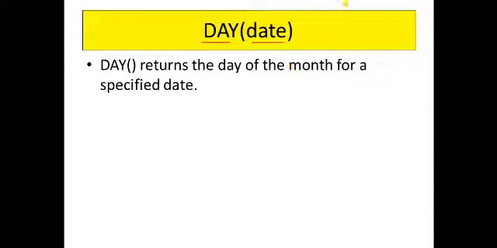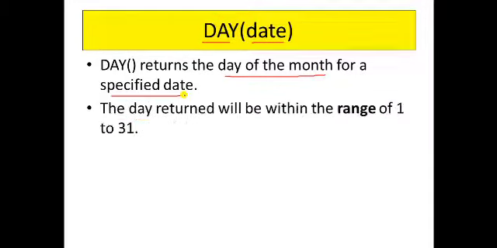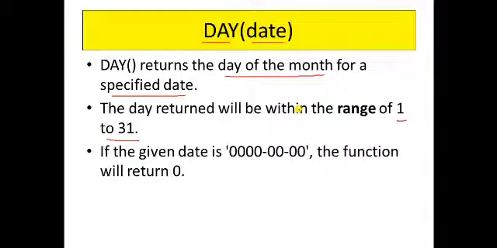So the day function returns the day of the month for a specific date which is passed as argument. It will be in the range of 0 to 31. As you know, months have either 28, 29, 30 or 31 days, so the maximum value it will return is 31. Whatever the day part of the date is, it will return it, and it will return 0 if you have given the default date value as 0000-00-00, something like this.